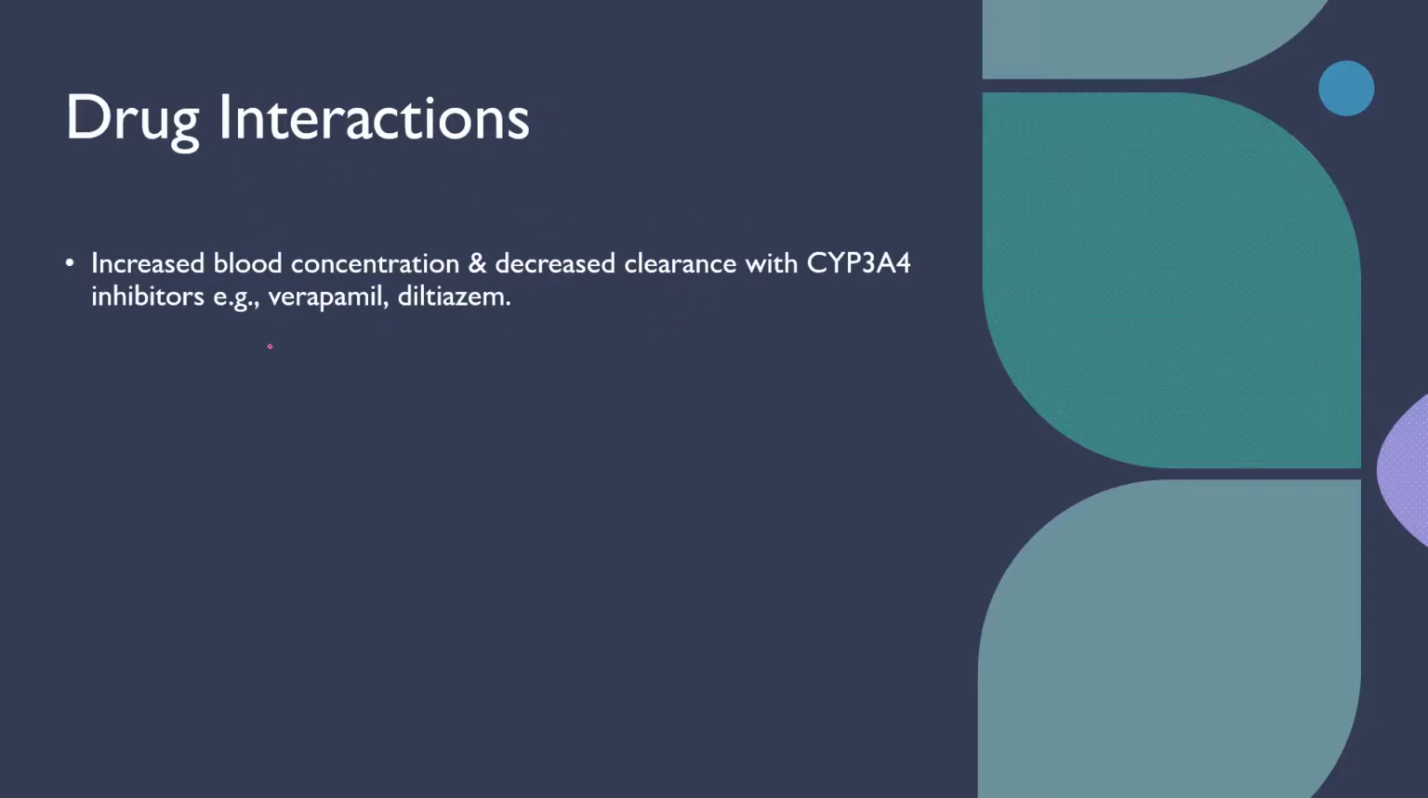Drug interactions: when we give this drug together with a CYP3A4 inhibitor, cytochrome P450 3A4, for example the calcium channel blockers like diltiazem, verapamil, these drugs are going to impair the clearance or the metabolism of the drug. So the metabolism of the drug will be impaired because of these CYP3A4 inhibitors.